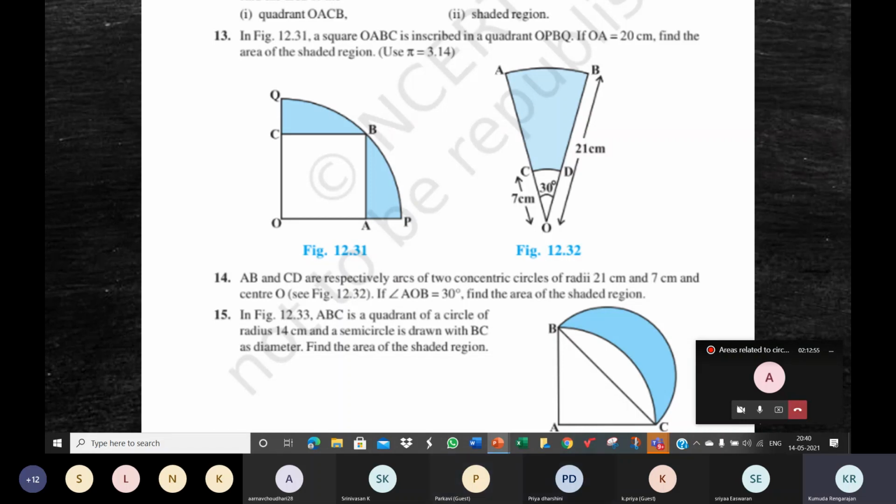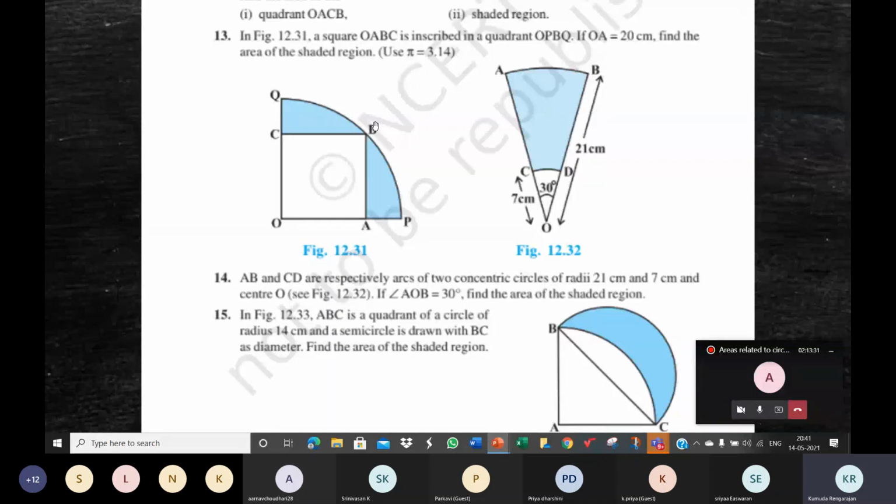So OB is the radius of the quadrant. OB is the diagonal of the square. We know that the side of the square is 20 centimeters. OA is the side of the square, it's 20 centimeters. So since we know OA, the length of the diagonal OB is equal to root 2 a, or you can use Pythagoras theorem. Root 2 into 20, 20 root 2. So 20 root 2 is the length of the diagonal of the square.